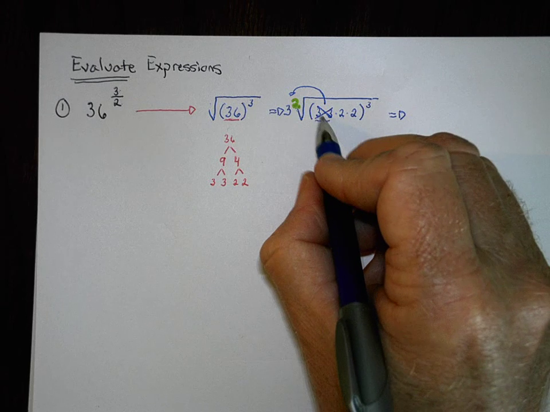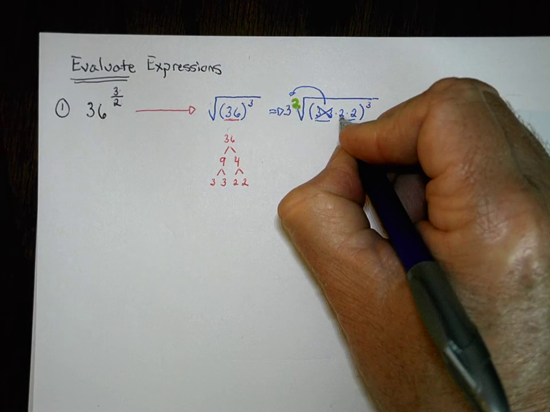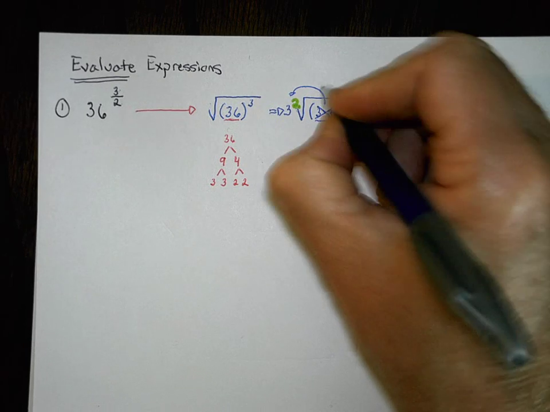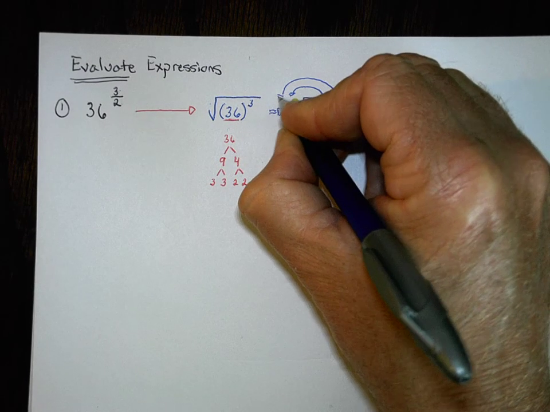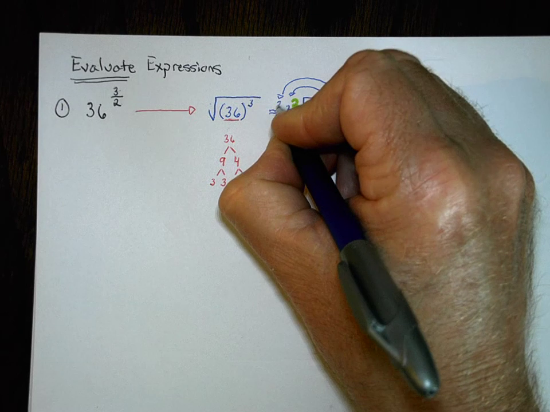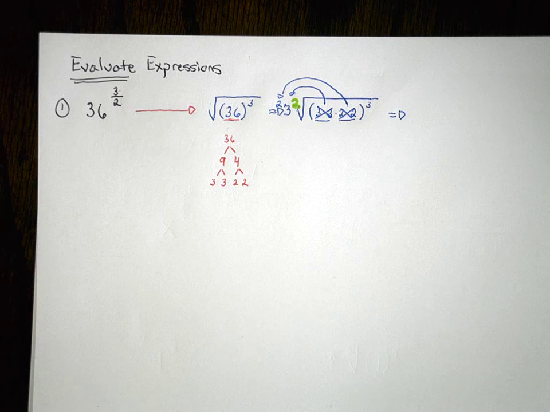Do I have any other identical pairs of numbers? Yes, I do. I have an identical pair of 2's, so I cross them out, and that means those also go to the front of the radical. So I'm going to have a 2 in the front, I'm going to have a 3 in the front, and if you end up with multiple values, you multiply them together.